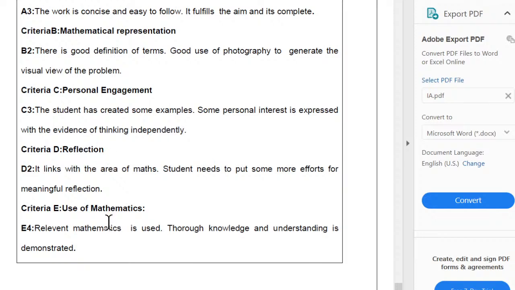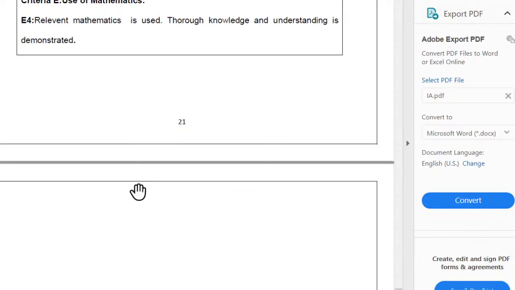Use of mathematics, relevant mathematics. It's thorough. It's thorough, but there's definitely some understanding. And it's definitely relevant mathematics. At the HL level, I want to say it's commensurate with HL level. So where I give more.